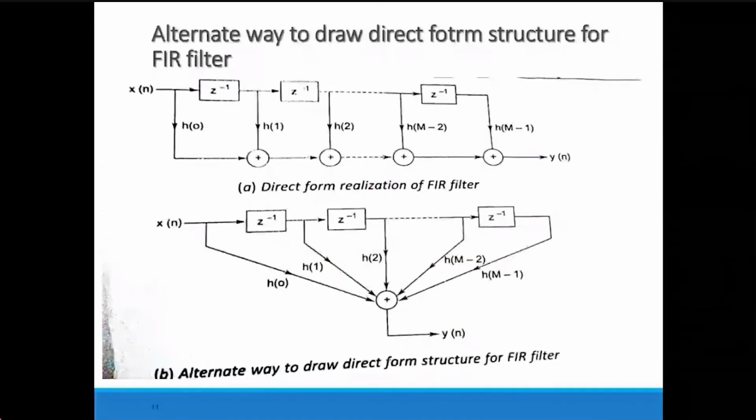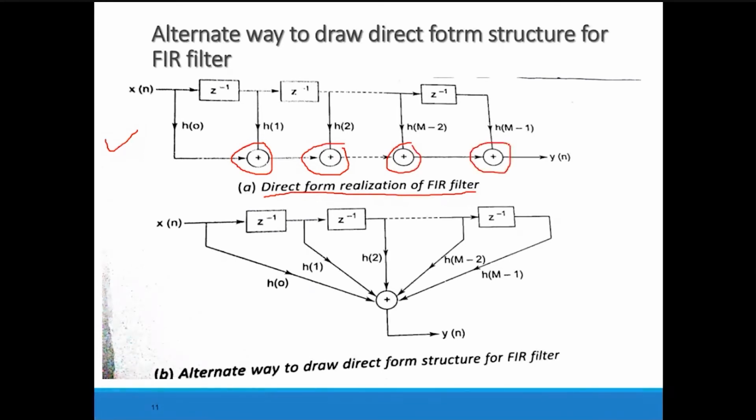Another alternate way: this is the direct form structure we have seen in the previous slide, the direct form realization of the FIR filter with coefficients h0 to h of m minus 1. But you can notice here we are using 2-input adders, so the number of additions is more, a total of m minus 1. But if I replace these adders with an n-input adder, we require only a single addition at the end. So instead of doing multiple additions, we can replace these 2-input adders with one n-input adder.